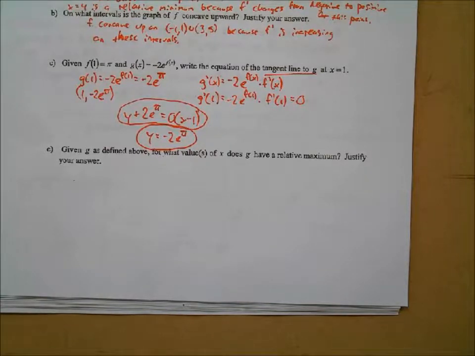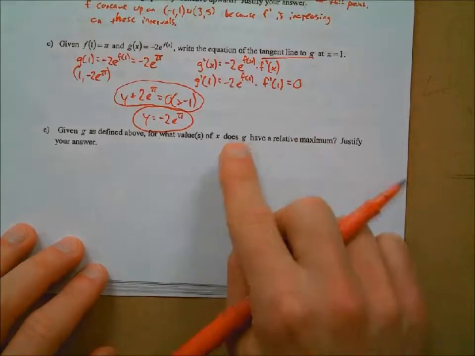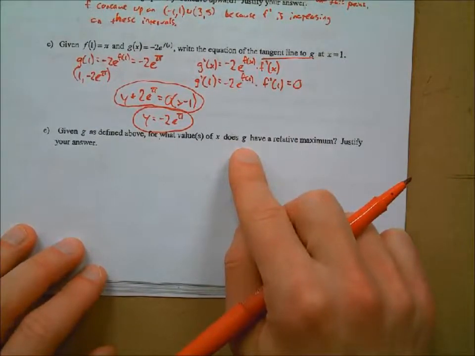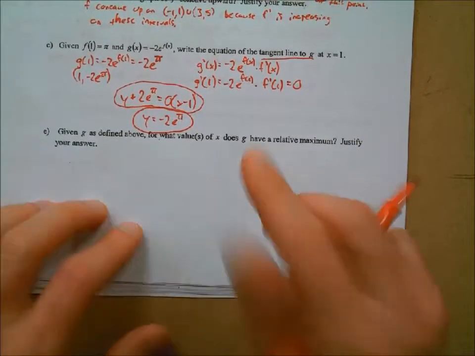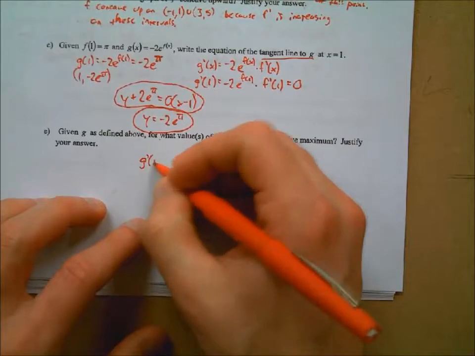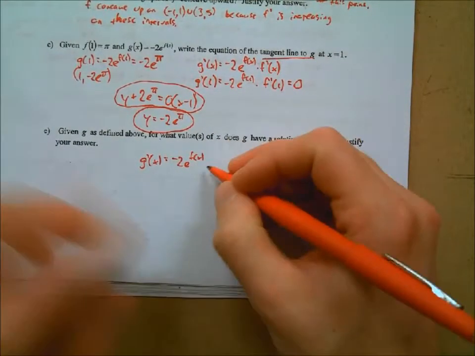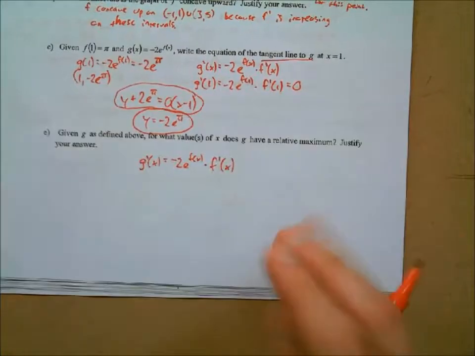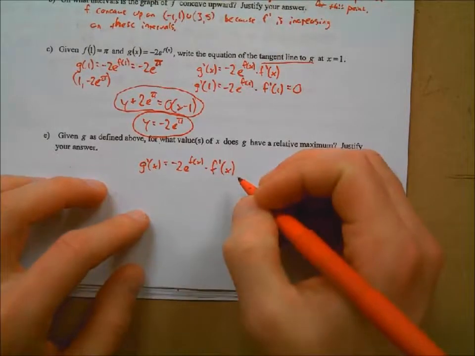Okay, given g as defined above, for what values of x does g have a relative maximum? Justify your answer. So how do we normally find the relative maximum of a function? We can take the first derivative, right? So just use g prime of x, which we know is -2e to f of x. Now, Mario, you're not wrong. We could use the second derivative test, but we first need to get those critical points, okay? We need the critical points in the first place.